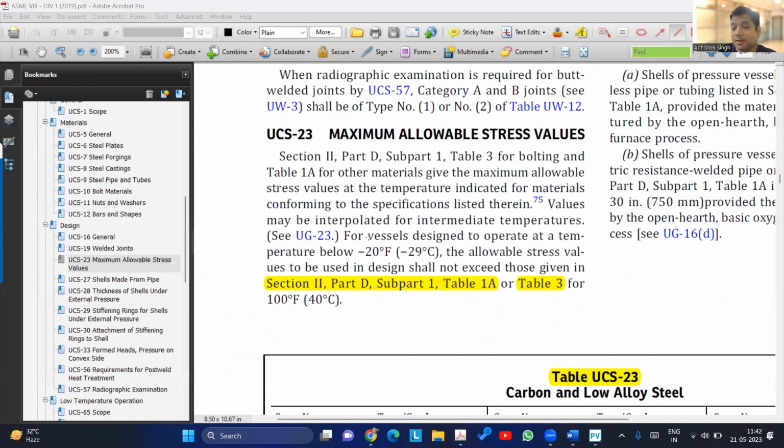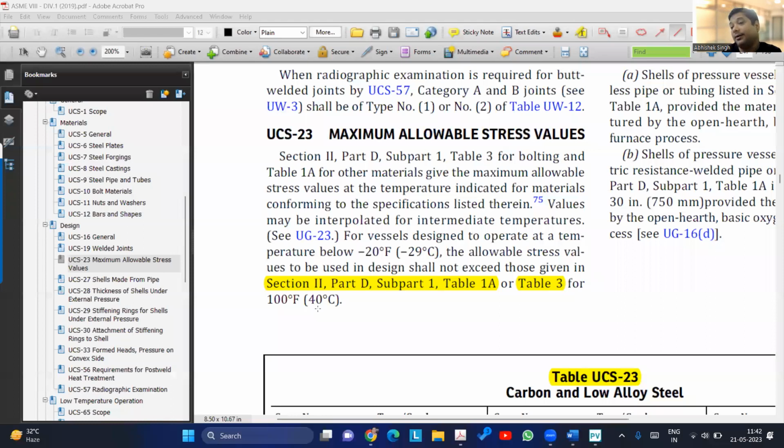Section 2, bolting, and Table 1A for other materials give the maximum allowable stress. Okay, we know that. Values may be interpolated. For vessels designed to operate at temperature below -29, the allowable stress value to be used shall not exceed the value given for 40 degrees. That is okay, right? You're getting it?